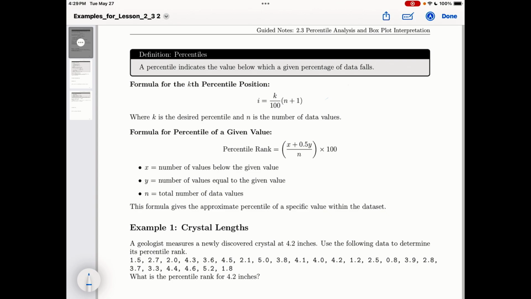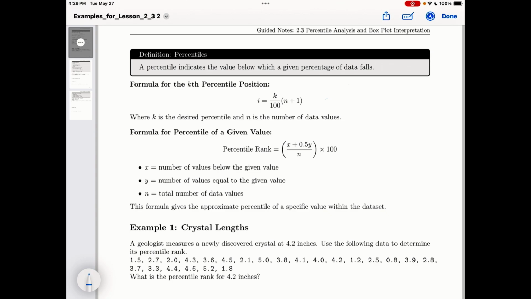So let's first talk about what a percentile is. A percentile tells us how a specific value compares to the rest of the data. It's a way to rank a data value when we compare it to the whole entire data set. Let's say, for example, the doctor tells you you're in the 80th percentile for your height. What that means is that you are taller than 80% of the people your age.